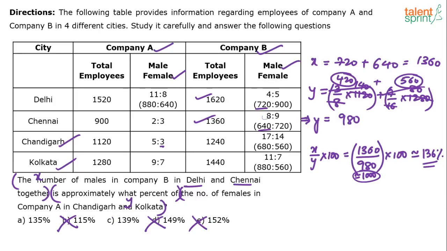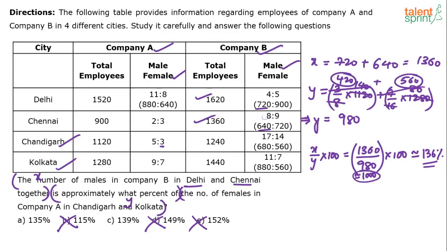Now how do you decide which of these two is correct? Is it 135% or 139%? See, just because 135% is closer to 136% when compared to 139% does not mean that 135 is the answer. We know that it is around 136%. But that does not mean that whichever is closest you will take as the answer. Do one more step. What is that extra step?